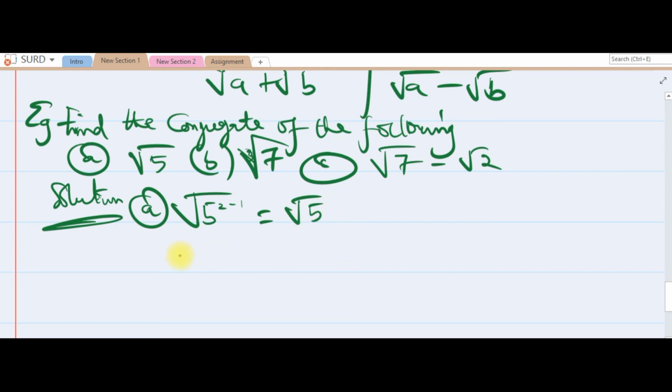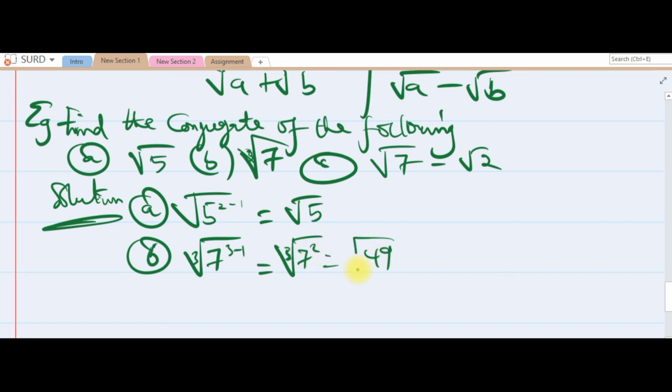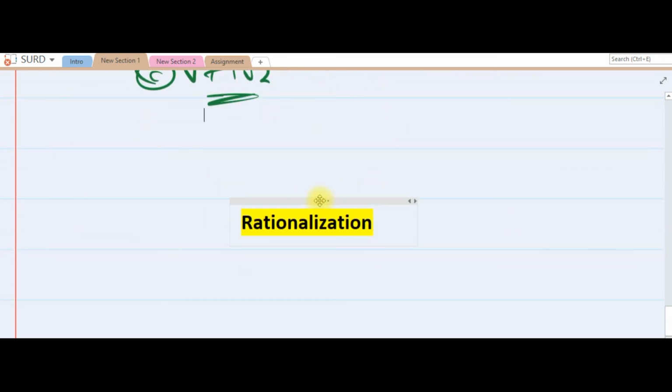Why the second one? This, the conjugate is now, this is 3. So this is 7, 3 minus 1, which is cube root of 7 squared, which is 49. So finally, the last one, if you multiply, the answer is root 7 plus root 2. So that's it. So the next aspect is rationalization.